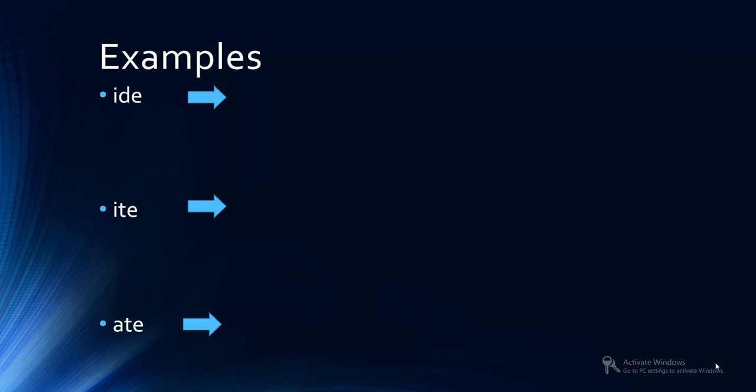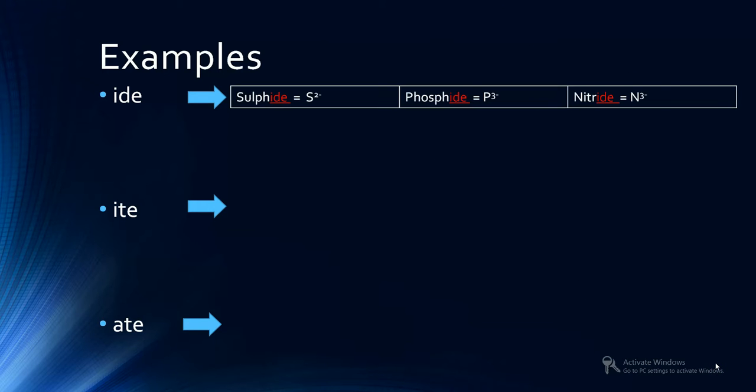So what are the examples of ide, ite, and ate? Let us see some examples. Like sulfide, S2-, phosphide, P3-, nitride, N3-.